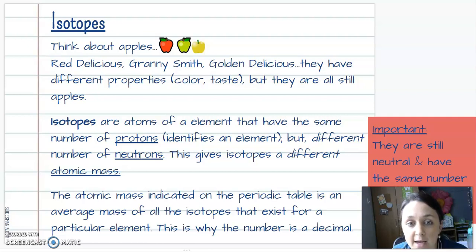Imagine if you had everything in your purse and that made up the mass of your purse. If you took something out of it or added something to it, that's going to change the weight. Okay, so isotopes are going to be different atomic masses. Obviously, remember we have to have the same atomic number because that is our number of protons and that never changes. So the atomic mass indicated on a periodic table is an average mass of all of the isotopes that exist for a particular element. That's why it's a decimal, it's not even.